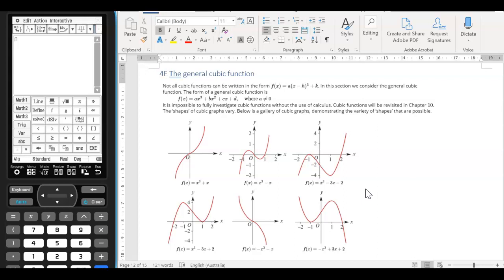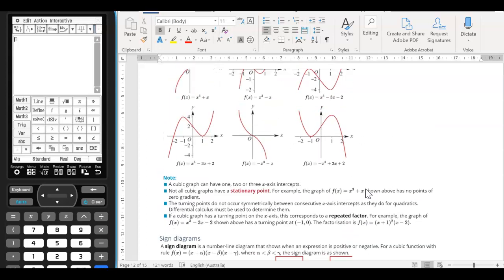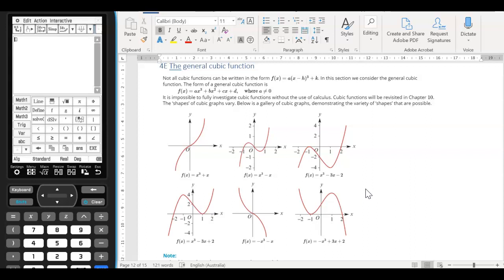Hi everyone, in this video we're going to look at the cubic function. We're not going to go into too much detail because there's not much you can do in terms of sketching without doing a bit of calculus. So we're going to look at sign diagrams, which can help you sketch your cubic functions. And also here I've just taken from your textbook different forms of the cubic. You can look at transformations as well.